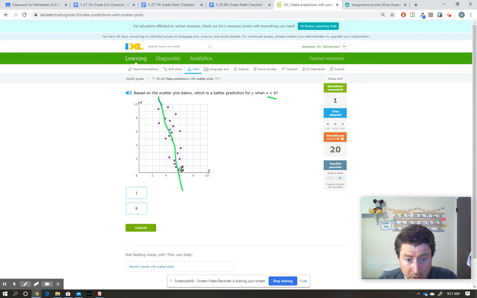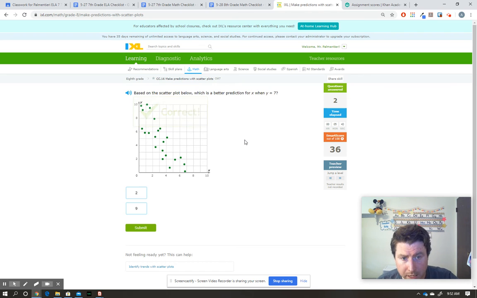Well, look at the line here, and it kind of lines up down here. So remember, it's a prediction. So you want the number that's closer to the line. Is 1 closer to the line or is 9? Now 9 would be all the way up here, but the line would be all the way to the left. Down here, it'd only be a little bit to the left. So it's going to be 1.